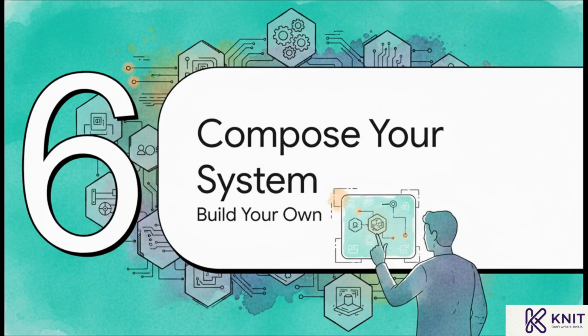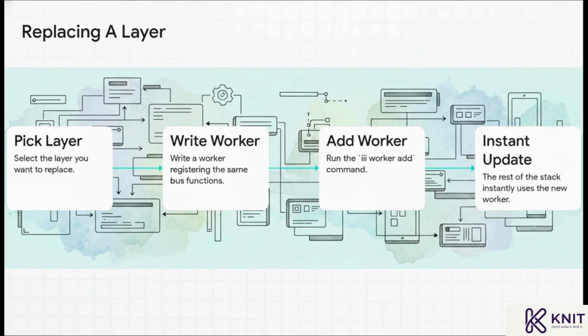Section 6. Compose your own system. The mechanics of replacing any given layer are incredibly straightforward. Let's say you want to swap out a static model catalog for a highly dynamic live API worker. First, you just pick the layer. Next, you write a new worker that registers the exact same functions on the bus. Then, you simply run the command iii worker add. Instantly, the rest of the stack starts using your new worker. The orchestrator doesn't even blink. It has no idea you swapped it out. You never have to touch the core logic.